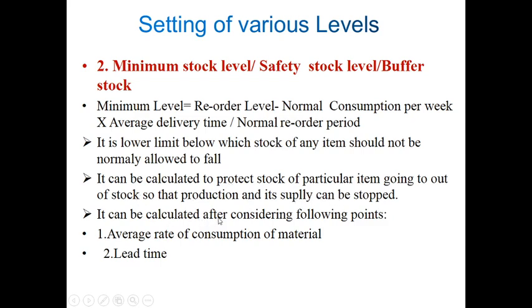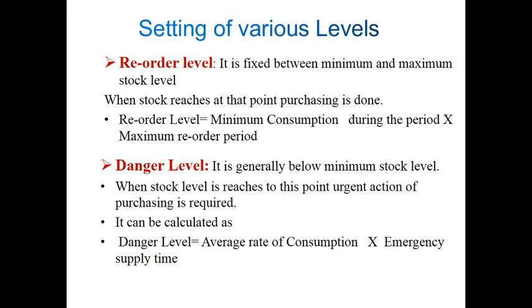It can also be calculated by considering the following points. First, average rate of consumption of material and lead time. So minimum stock level, safety stock level or buffer stock level means the lower limit of goods below which levels of goods cannot be allowed to fall. Then again we calculate reorder level. It is a level between minimum stock level and maximum stock level. Whenever your stock reaches that point, purchasing is required.